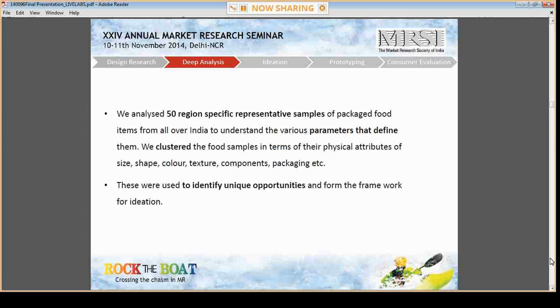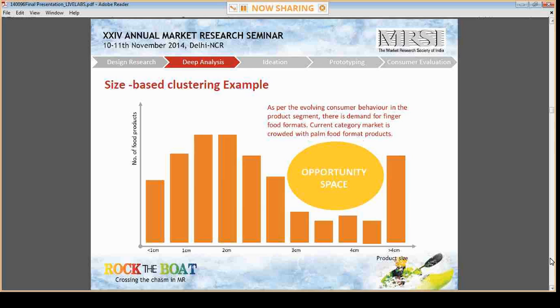I mean, we looked at these samples from different angles. We looked at all the consumer research that we have done from different angles. And we studied different components, like the physical attributes: size, shape, color. All this helped us to go towards unique opportunity spaces that earlier were not visible. Next, please.